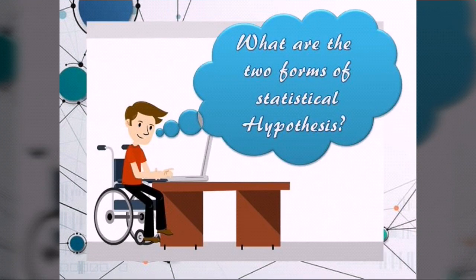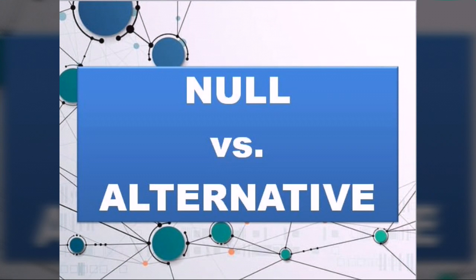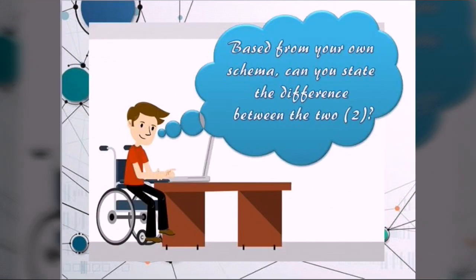Next question, what are the two forms of statistical hypothesis? We have two types or two forms of hypothesis, and these are the null hypothesis and alternative hypothesis. Based from your own schema, can you state the difference between the two? What is the difference between null and alternative hypothesis? Let's take a look at this.